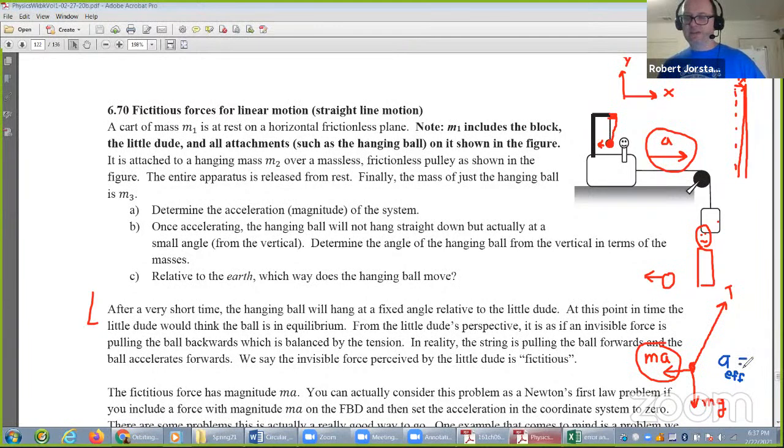So this is called a fictitious force. There is no force to the left on the ball.